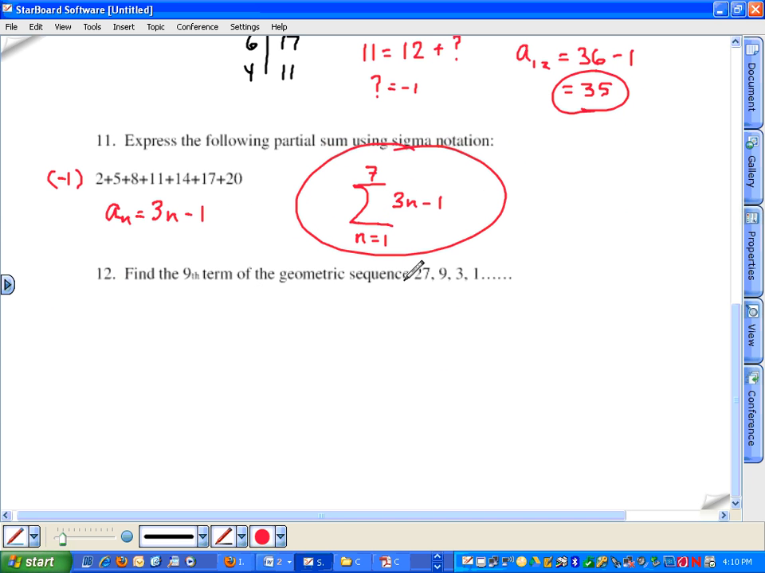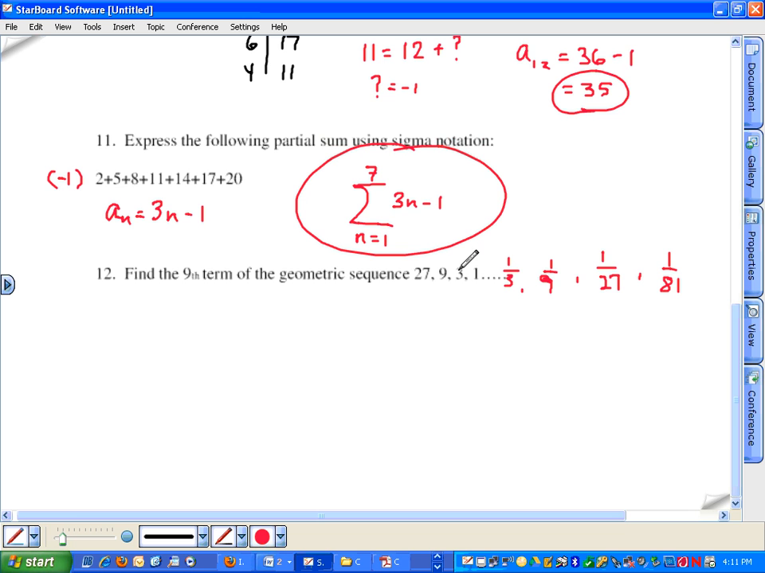Find the 9th term of the geometric sequence. Now, geometric sequence means you're multiplying by a number every time. We're multiplying this by 1/3. 27 times a third is 9, times another third is 3, times another third is 1. So if the pattern continued, the next term would be 1/3, then 1/9, and 1/27. Next one would be 1 over 81.